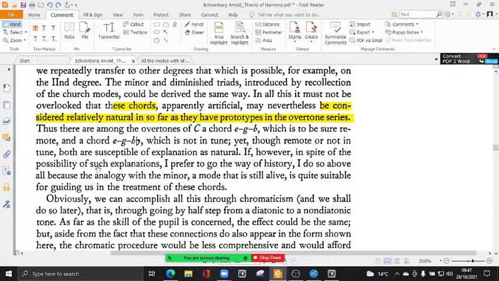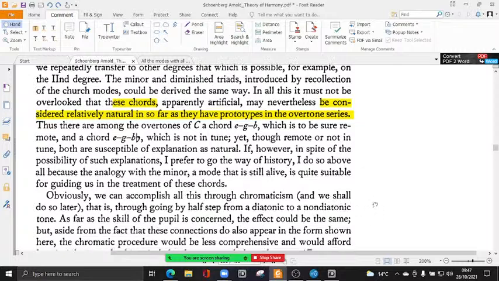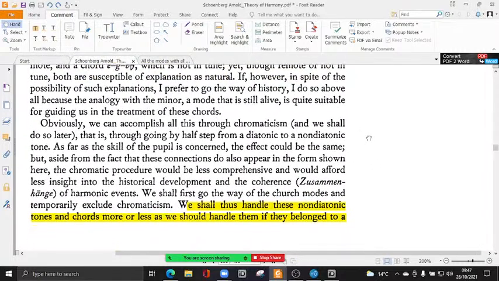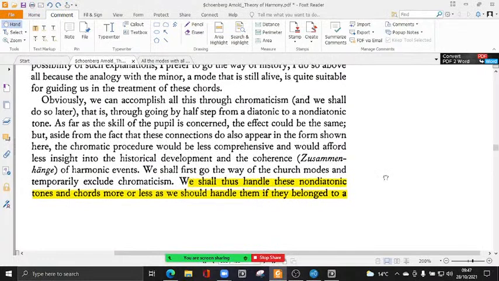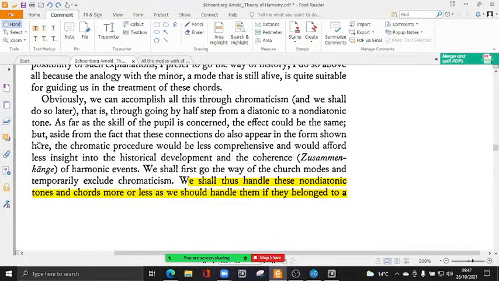If, however, in spite of the possibilities of such explanations, I prefer to go the way of history, I do so above all because the analogy with the minor, a mode that is still alive, is quite suitable as a guide in the treatment of this. Okay, so obviously we can accomplish all this through chromaticism.